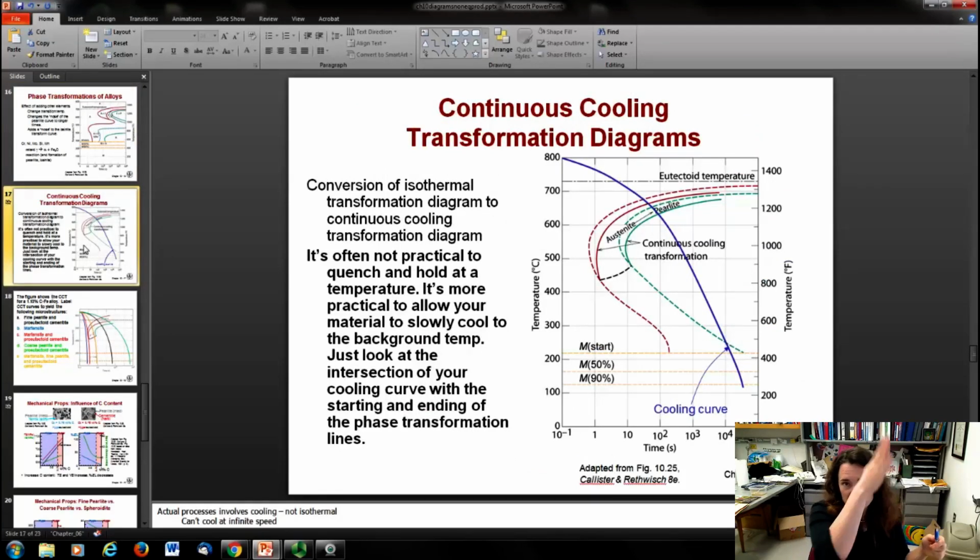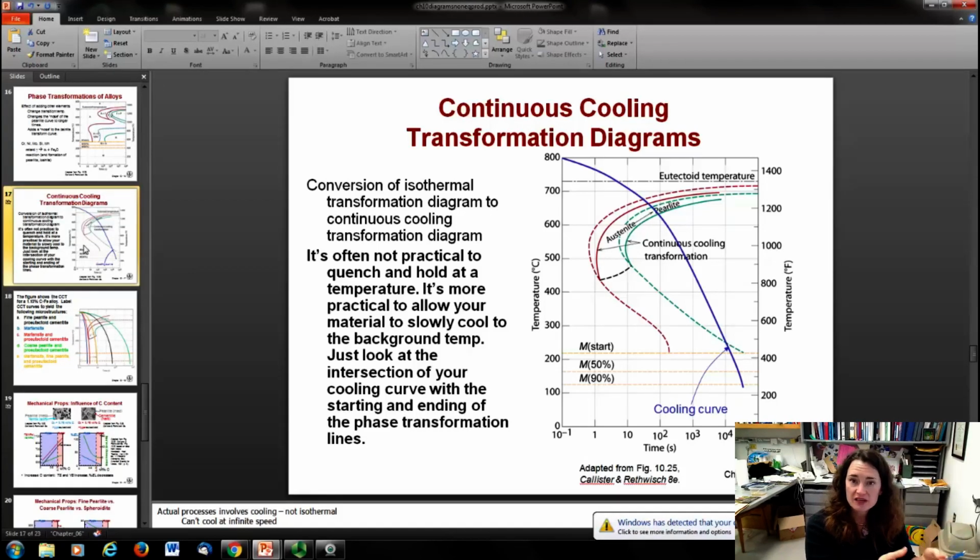Now, I drew a whole bunch of straight lines in the previous example because we were quenching and then holding and then quenching, right? But that's actually not too practical for a lot of factories. What happens instead is that, let's say they take it out of the furnace and then they just let it sit there in a room that has a temperature of whatever, and then it's going to slowly cool. Your material is going to slowly cool from the austenite, for example, to the other material. It's going to slowly drop in temperature.